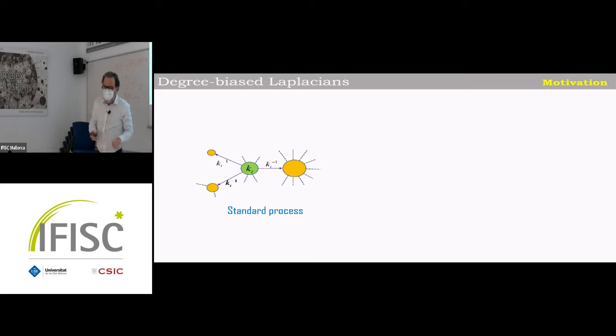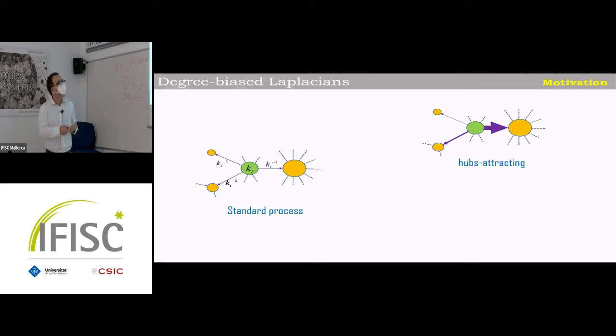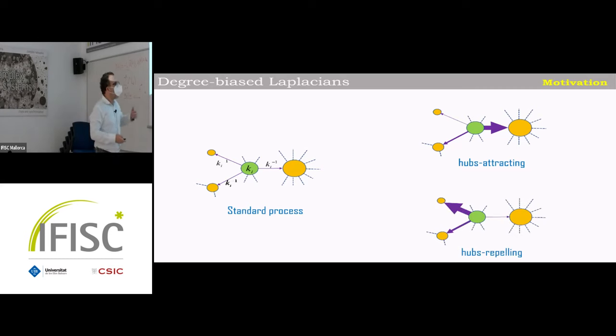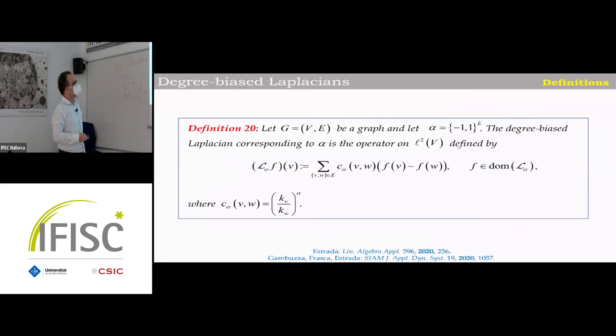We can consider that there are certain scenarios in which this is not necessarily the case. We can have, for instance, a process in which the hubs attract the particle, or there are scenarios in which the hubs repel the particle. In the physics literature there have been attempts to study degree-biased random walks. It's a kind of generalization, and what we are going to propose are the corresponding Laplacian matrices for these particular setups.